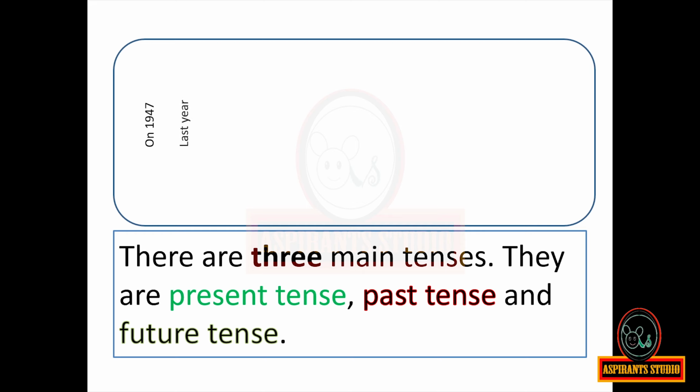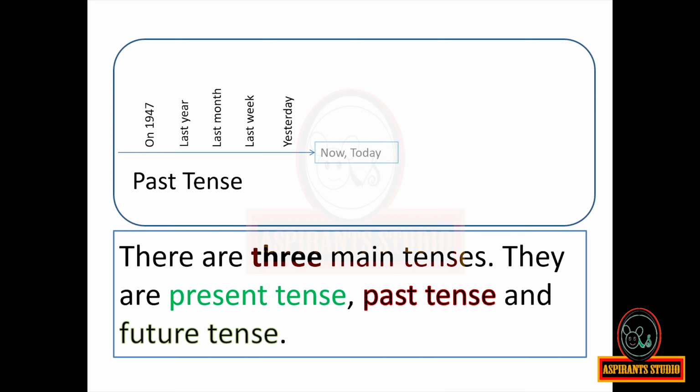You get the clue words like in 1947, last year, last month, last week, and yesterday for past tense. You get the clue words like now and today for present tense. You get the clue words like tomorrow, next week, next month, and next year for future tense.